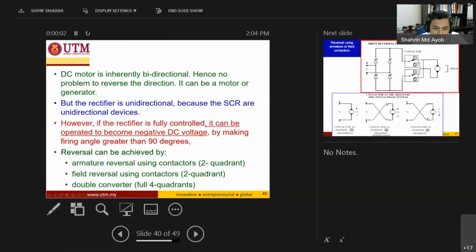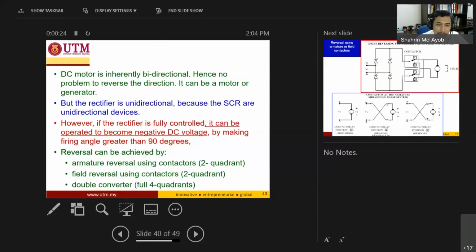Okay, so this class will not be very long, maybe around 40 minutes, because my main focus of this class is actually on the solution on how to solve the two examples in the slides.